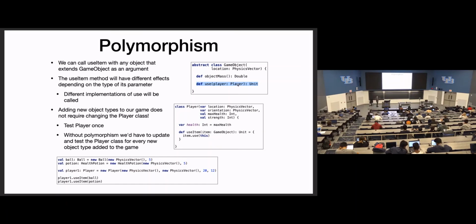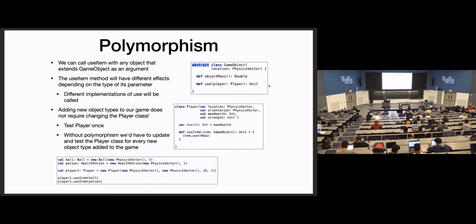So we could extend game object with another abstract class and then not implement that yet. But as soon as we have a non-abstract, as soon as we say class something extends something, that extends game object, the first one that's not abstract has to implement all of the abstract methods. There can't be an abstract method left without a definition in a class that's not an abstract class.